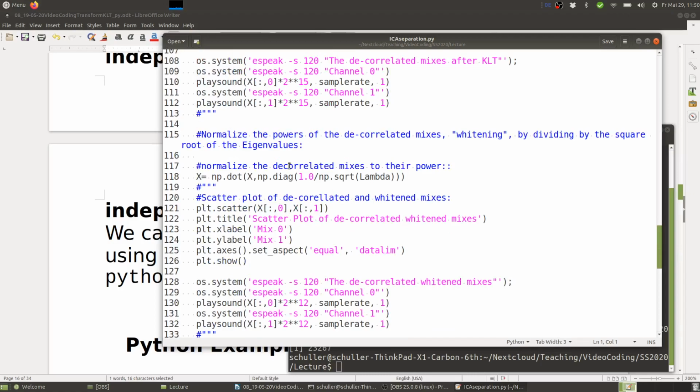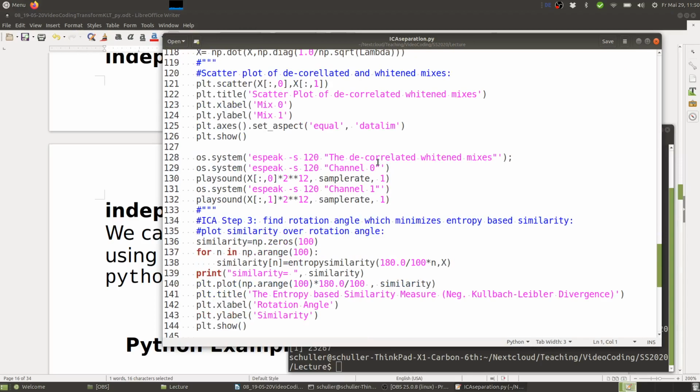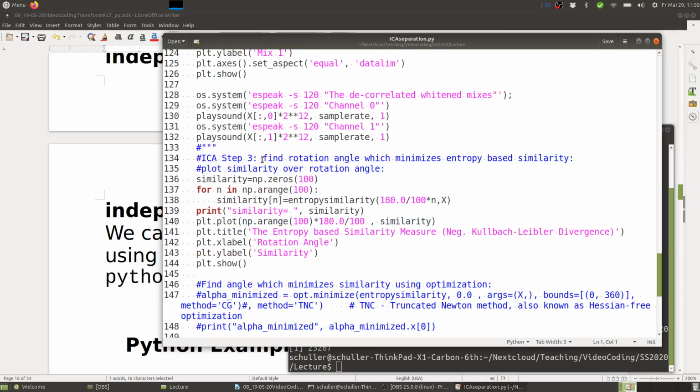And then here we do the whitening. Normalize the decorrelated mixes to their power. So here we use the square root of lambda because lambda tells us the power for each of those channels. So we just take the square root. We don't need to compute the power because we already have it. And then we have the whitened version. So now we plot it again, scatter plot, and we can listen to the decorrelated and whitened mixes. Right. And then we will hear that they now have equal power, but they will still be mixed.